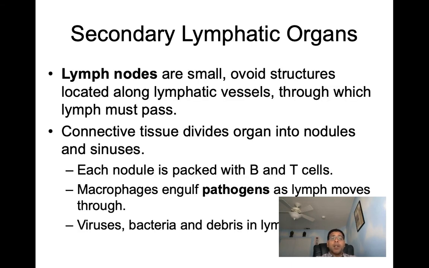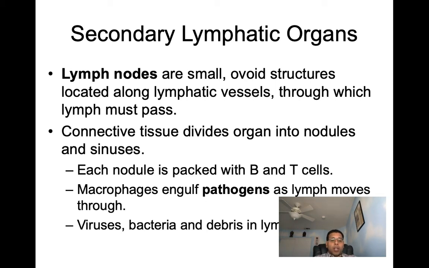And then next we have our lymph nodes. Lymph nodes are small ovoid structures found along the lymphatic vessels, and they are structures through which lymph must pass. Each lymph node is packed with B and T cells. Macrophages also occupy the nodes and engulf pathogens. Pathogens are disease-causing agents such as viruses and bacteria.